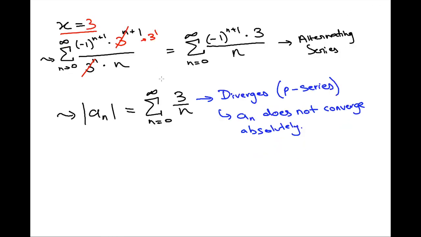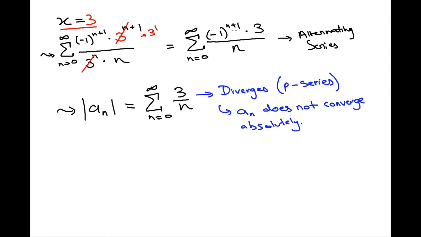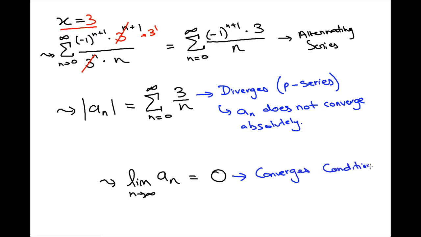However, if we look back to this original series, we can see that the limit as n approaches infinity of a of n is still equal to 0, right? Because it's a constant over n, it's still going to be 0. So even though it does not converge absolutely, this guy converges conditionally by alternating series test.